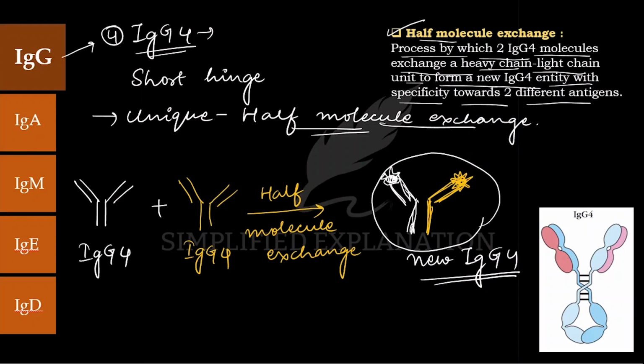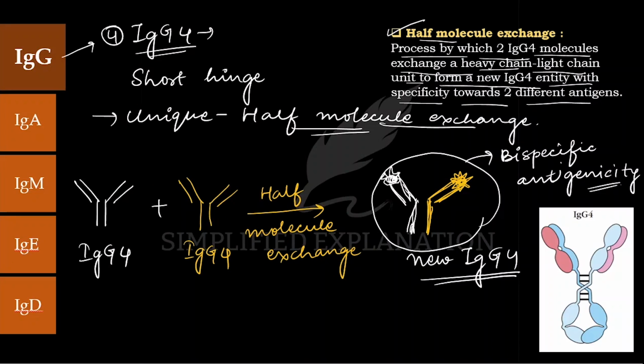Now this is showing the property of bispecific antigenicity. What is the meaning of bispecificity? That it is specific for two different antigens. It can bind with two different antigens. This unique property of IgG4 molecules also confers anti-inflammatory properties in nature, so therefore it's not desirable for therapeutic antibodies.